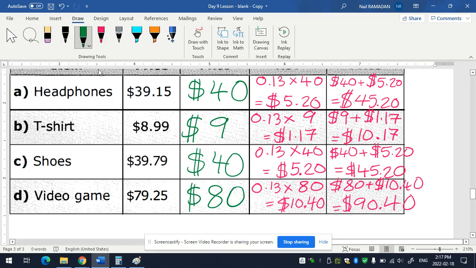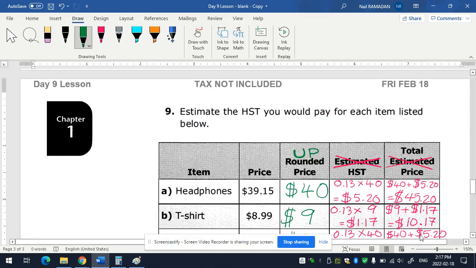$79.25 is the exact price of a video game at Walmart. Is it? Yeah. Why? Do you go to check out the video game section sometimes? Oh, I haven't been to Walmart in ages because I don't like shopping. It's boring.